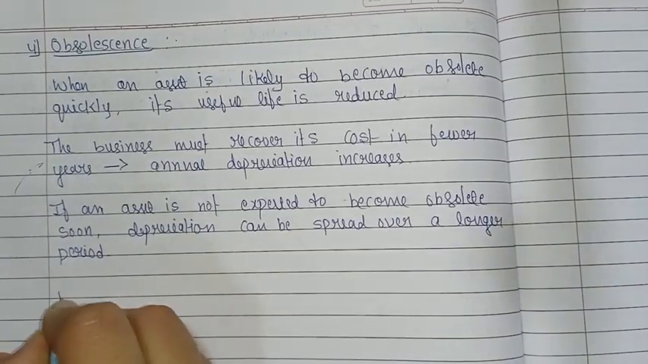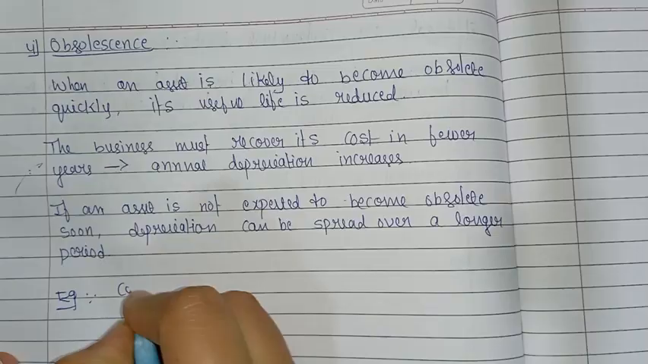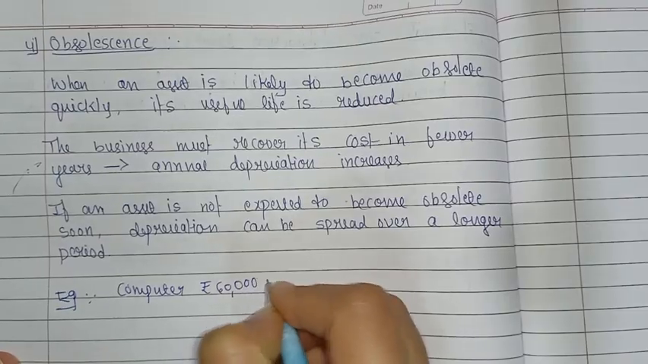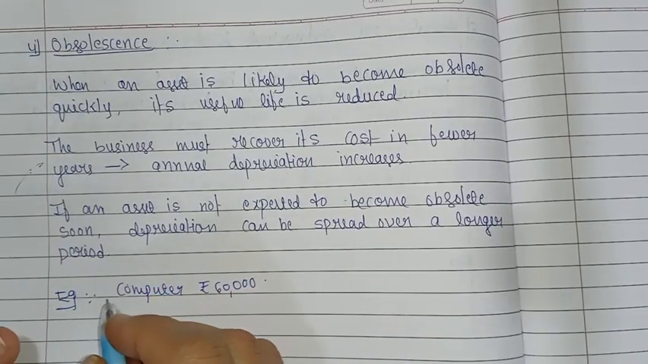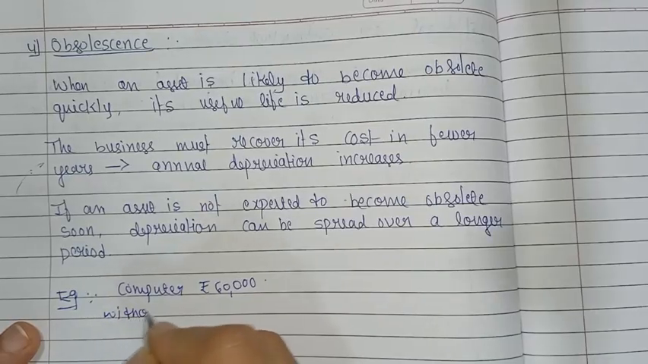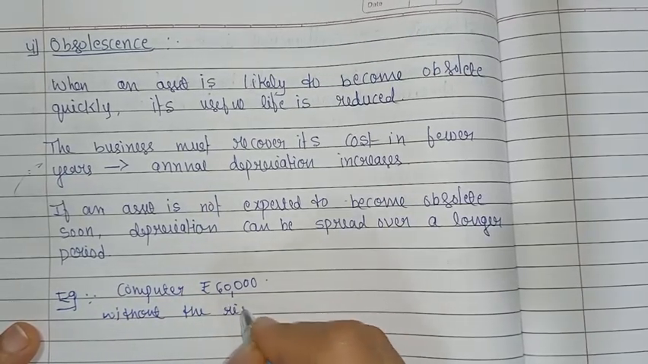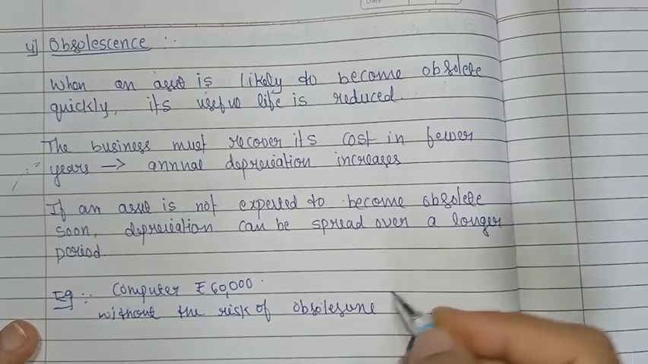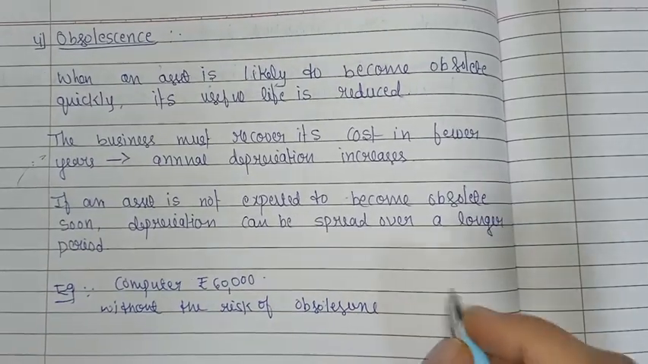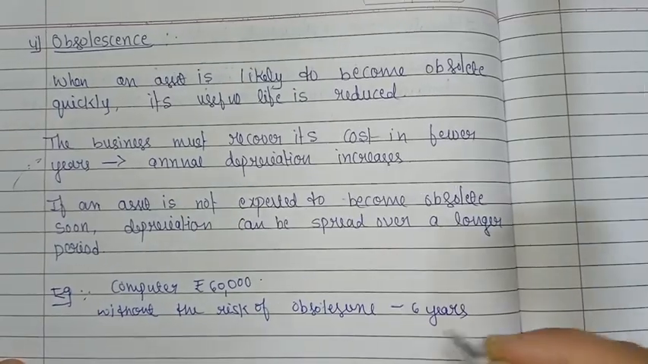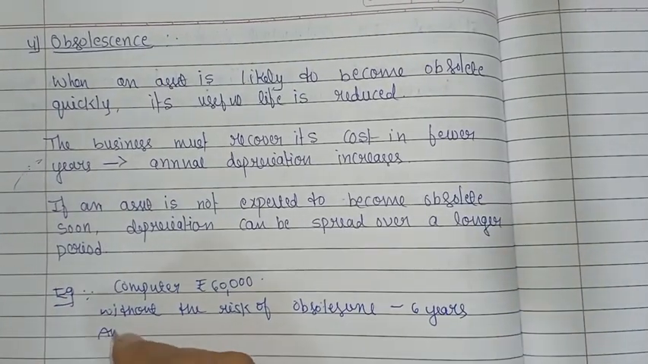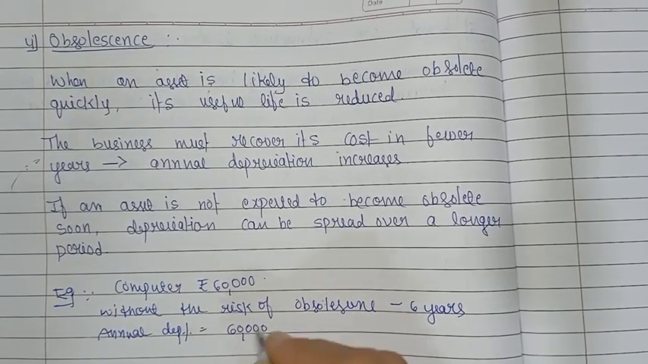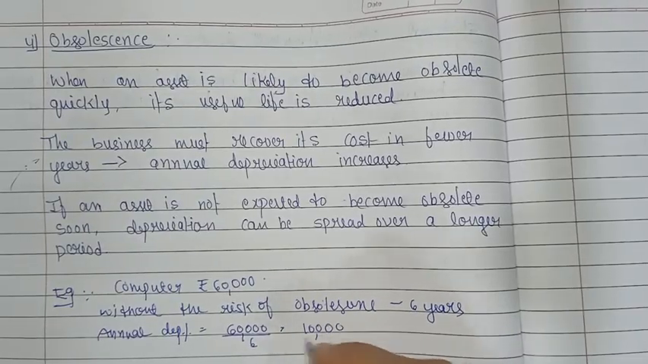Clear? See, for example, a company buys a computer for rupees 60,000. Without the risk of obsolescence, it could be used for 6 years. So the annual depreciation, how much? 60,000 divided by 6 equals rupees 10,000.